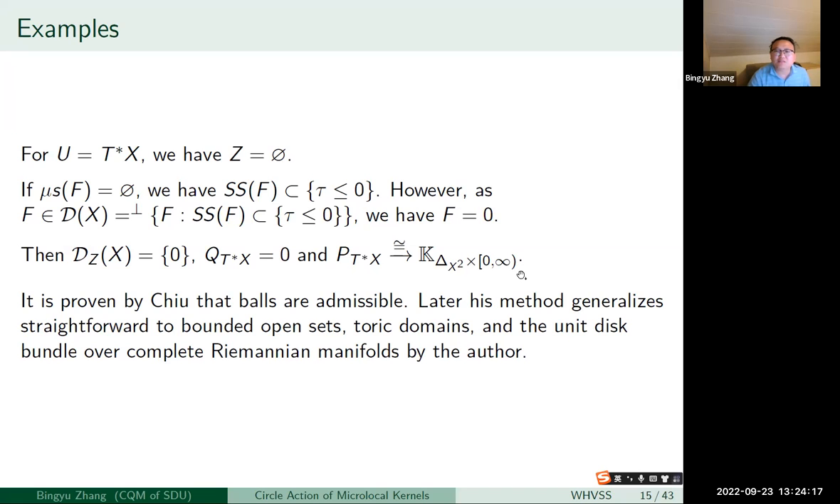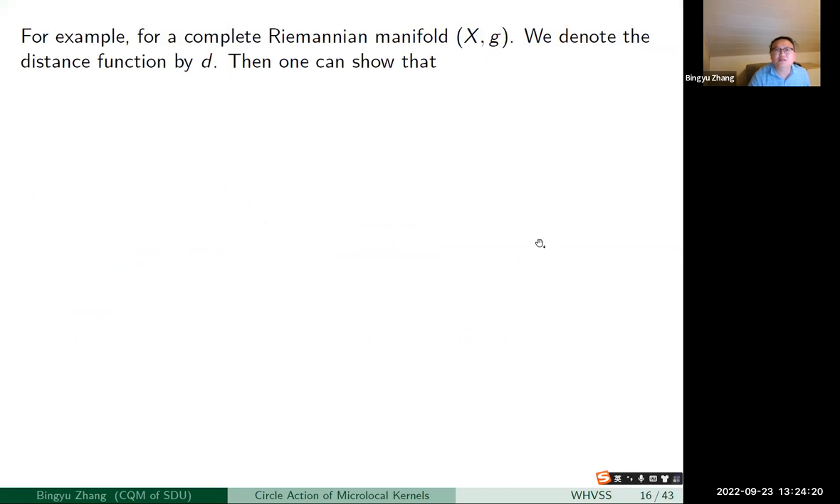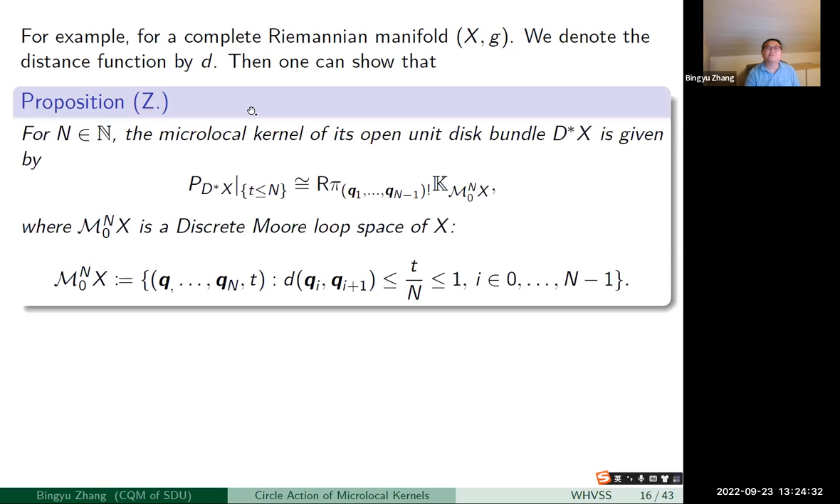Okay, maybe the next case is a more complicated one, but it's a good geometric example. For a complete Riemannian manifold with distance function d, we can find that the microlocal kernel of this open disk bundle is given by a very long formula. Actually the formula is not quite important. What is important is that it is some kind of discrete Moore loop space of X.